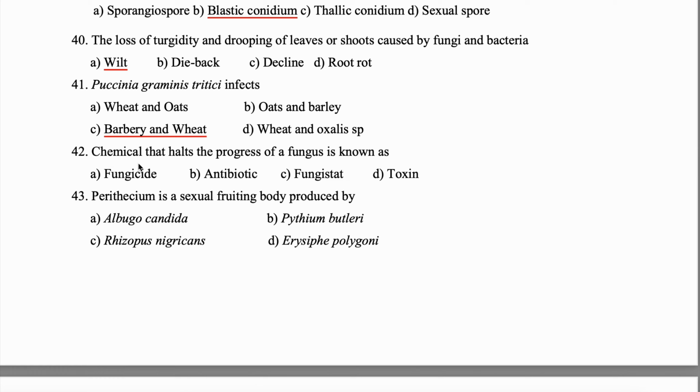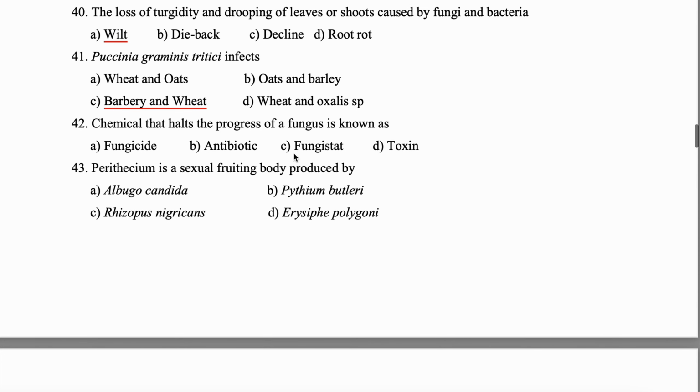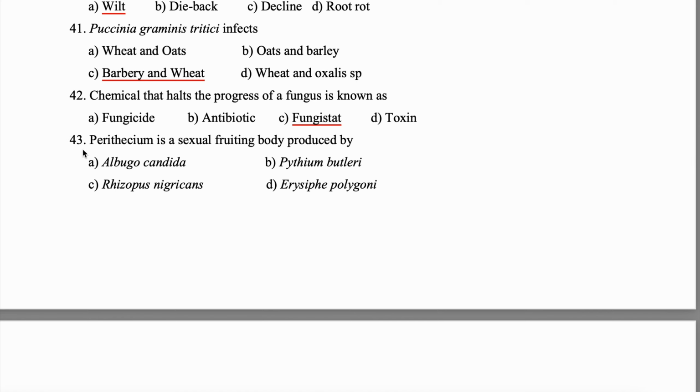Question 42. Chemical that halts the process of a fungus is known as fungistat. So this is the simple difference between fungicide and fungistat. Fungicides are normally the chemicals which kill the fungi, and the chemicals which stop or halt the progress of fungus don't kill the pathogen, they just stop it. That is fungistat. Next question.